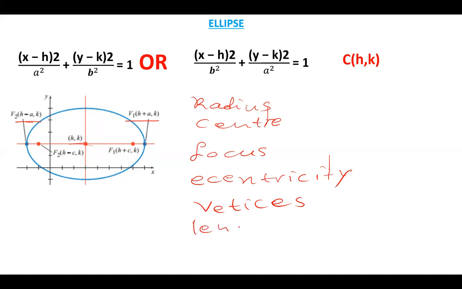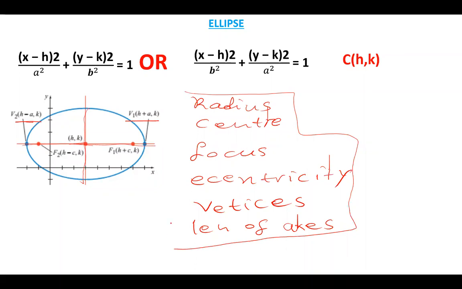So the length of the axis. So we have the major axis. The major axis is just the long axis, this one. Then the minor axis is this one. So I'll show you how to find all these. So if they tell you to describe an ellipse, you need to find all these 6 things. You find the radius, you find the center, you find the focus, the eccentricity, you find the vertices, you also find the length of the axis.